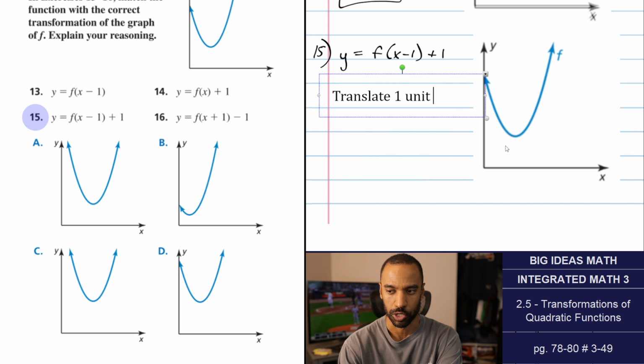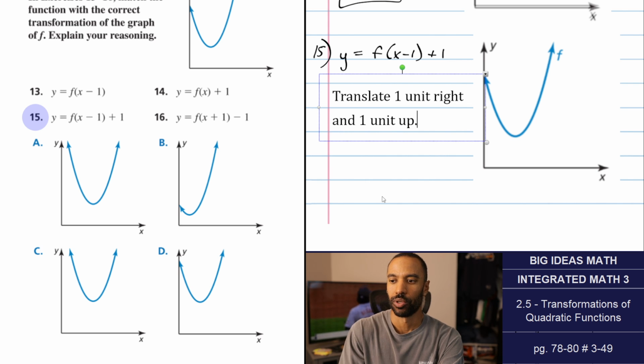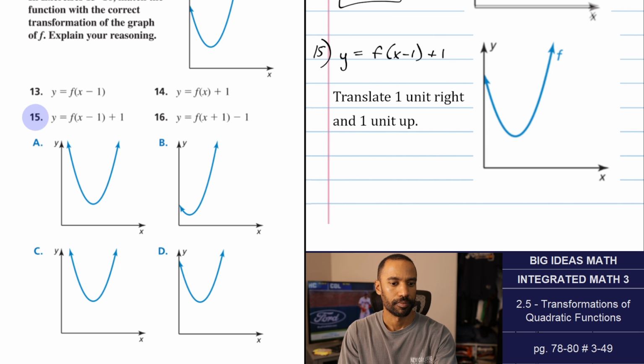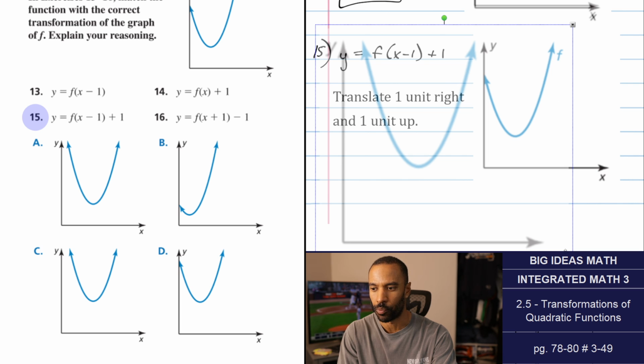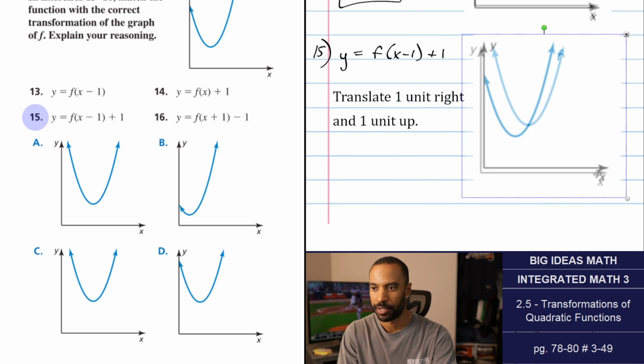I haven't checked what the last one is, but 1 unit up. So it looks like this one might be graph C. What was graph B is different, and graph B looks to be the opposite of what we're doing there. So let's copy paste graph C. Let's see that it wasn't supposed to be one of those other ones as well, and compare it to that.